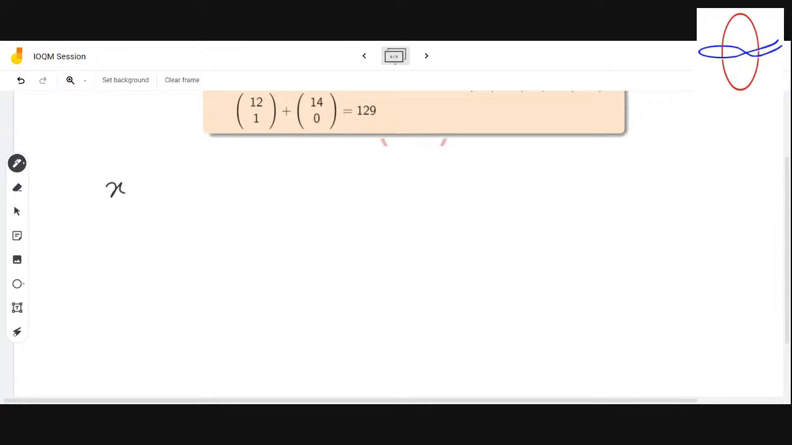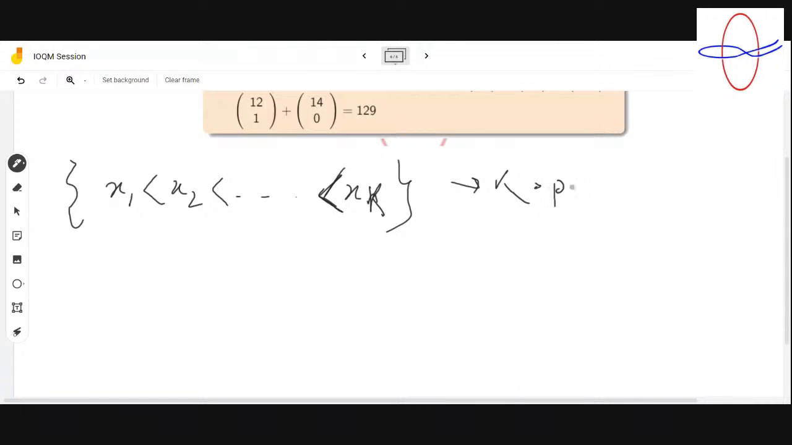Suppose we have x1, x2, ... xk. These are the numbers that we have selected. Let's say we are selecting a k-subset, a spacey subset. So a k-spacey subset, the k elements of a spacey subset.